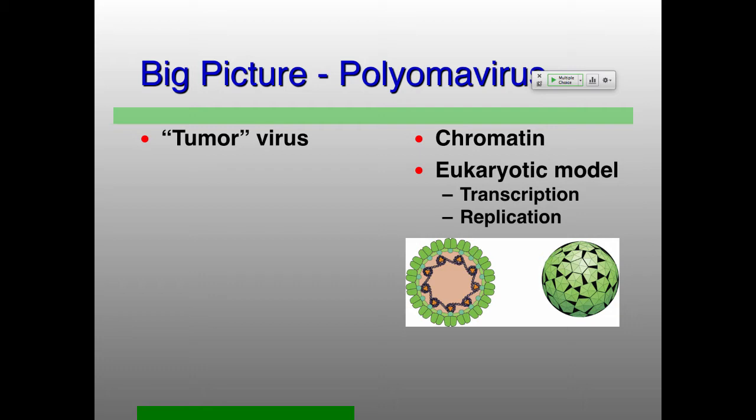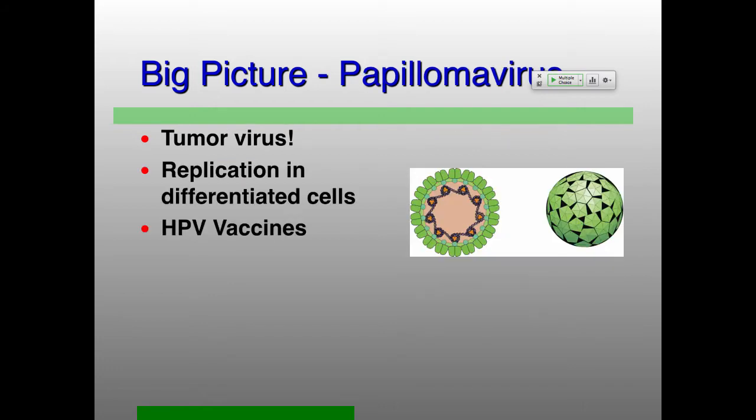And speaking of viral genomes, the really neat thing about this viral genome is it's packaged in nucleosomes. So it's a really nice chromatin-like template, a really nice system for studying eukaryotic transcription and eukaryotic replication. A big difference between the papillomaviruses and the polyomaviruses is how their genomes are set up. SV40 is circular and has transcripts that go in opposite directions. Papillomaviruses are also circular, but all the transcription is happening on one strand.